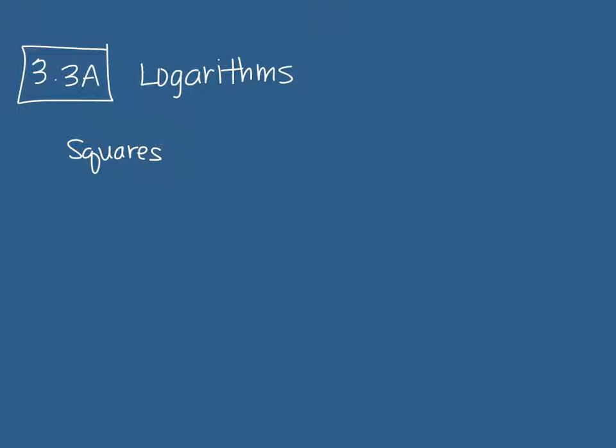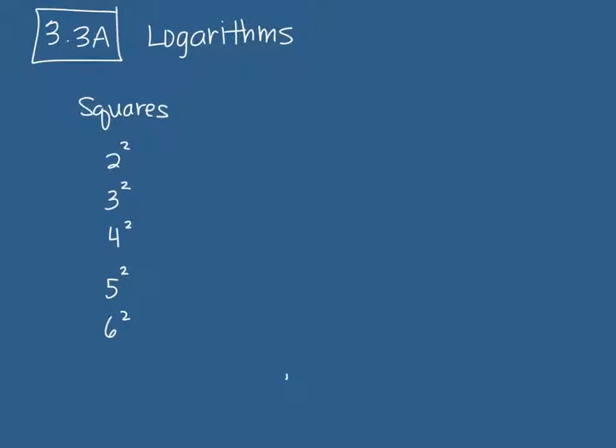Starting not with 1, but with 2 squared, and 3 squared, and 4, and 5, and 6. You should know those up to probably 12 or 13. So you need to know your math facts for your squares and on down. Clearly, 2 squared equals 4, 3 squared equals 9, 4 squared equals 16, 5 squared equals 25, 6 squared equals 36, and 13 squared is 169.